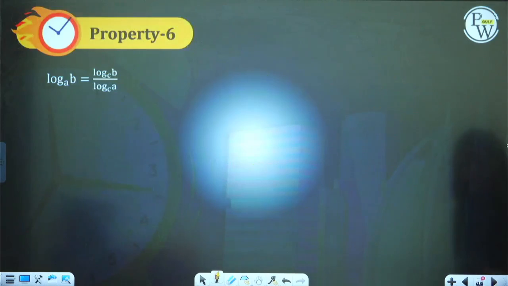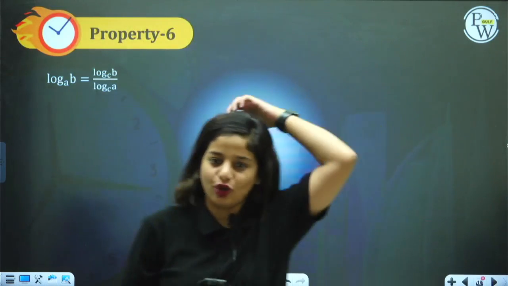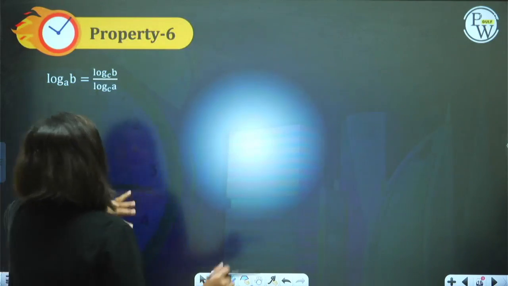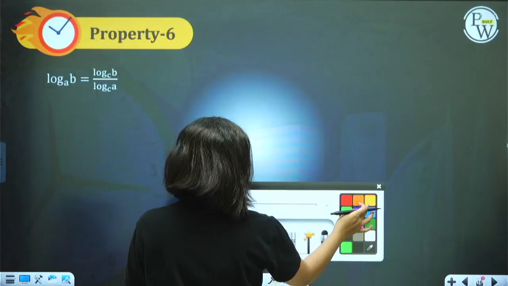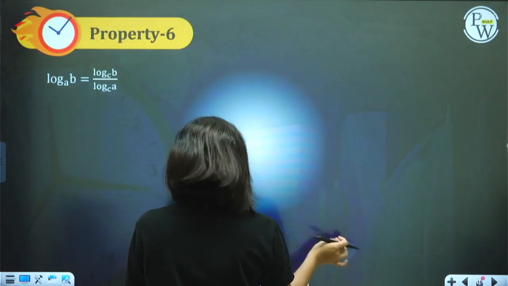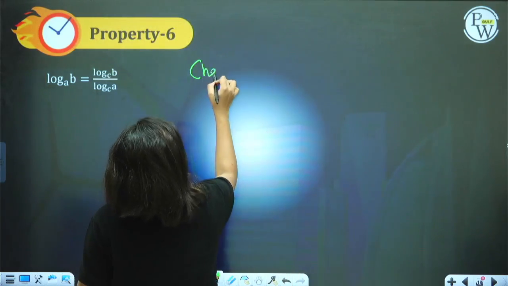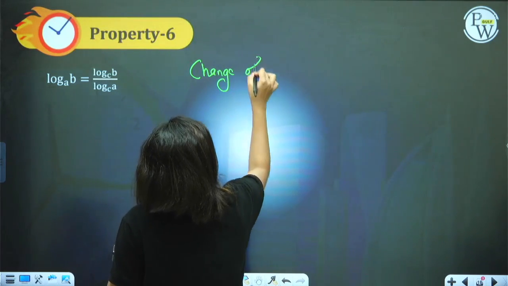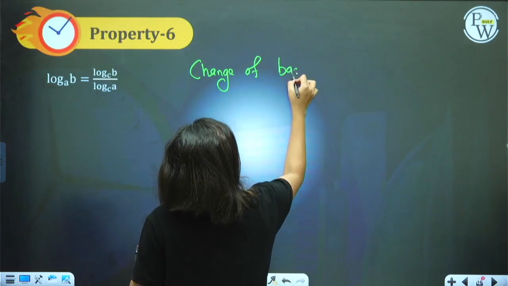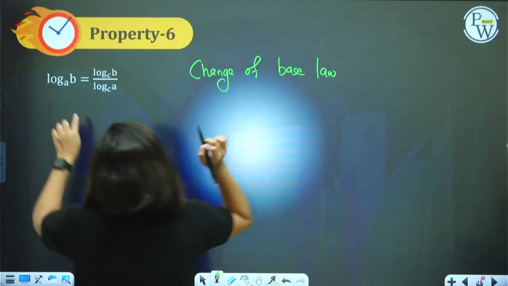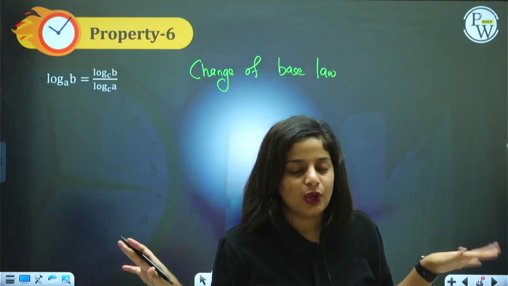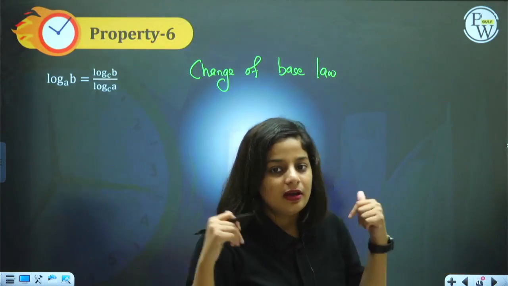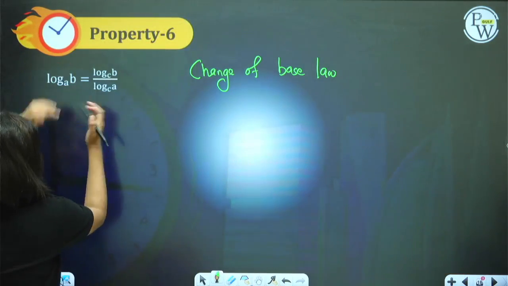Very, very good. Property 6. You thought the properties were over? No. Log b to the base a is log b upon log a. This property's name is the change of base law. Why change of base law? Suppose you want to change the base. You don't like this base a. We need a new base. When you want a new base, separate them and put a new base c.